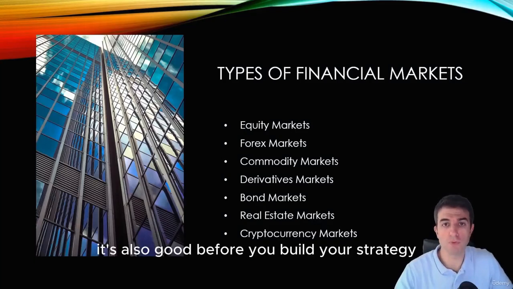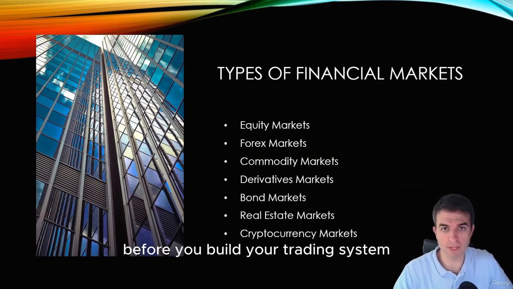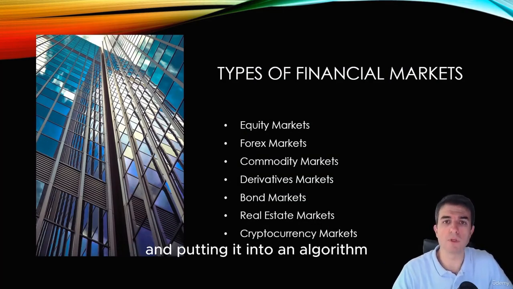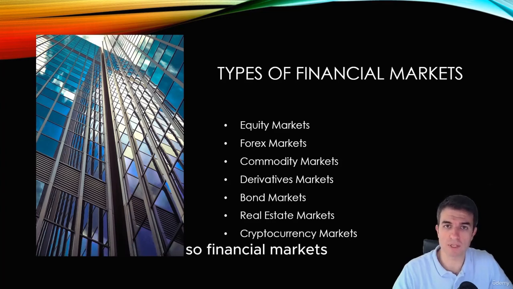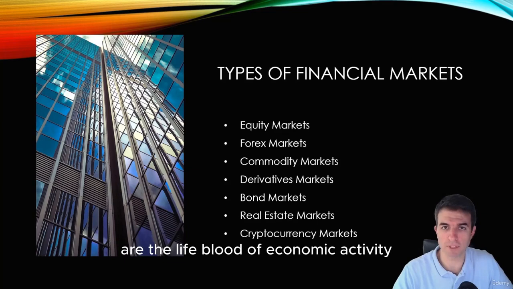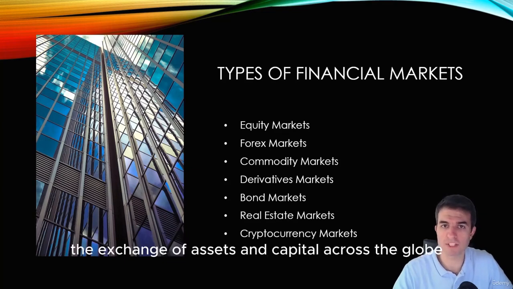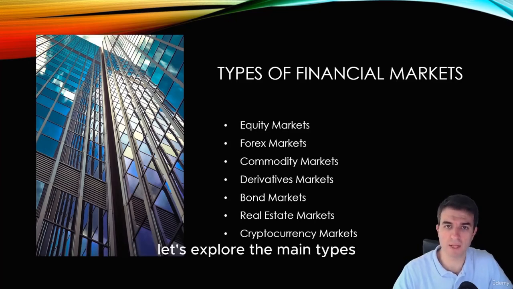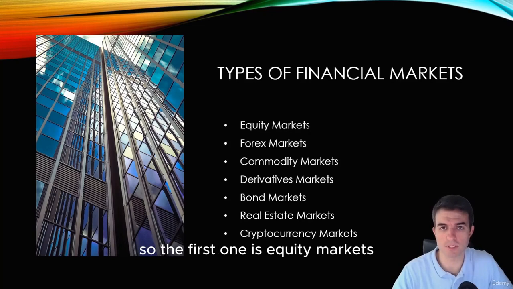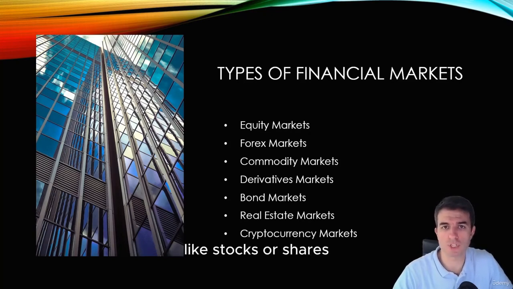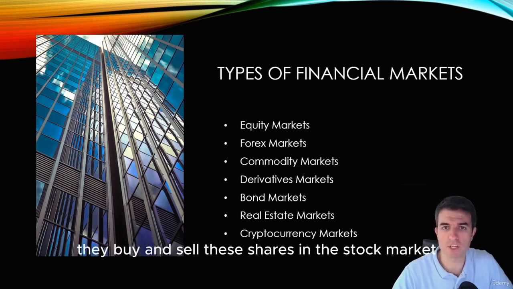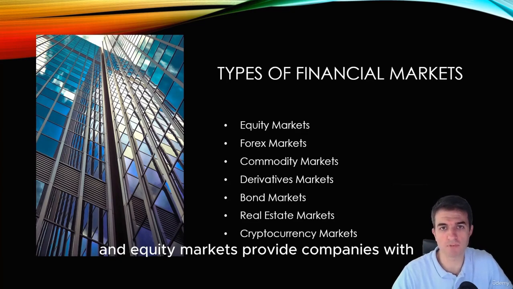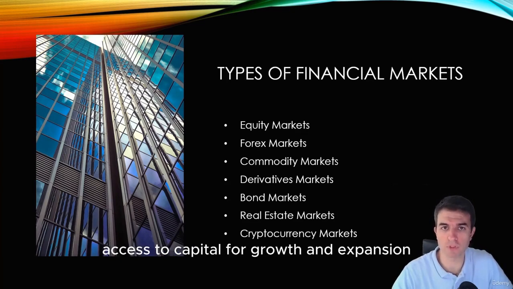It's also good, before you build your strategy, before you build your trading system and put it into an algorithm, to understand what types of financial markets we have. Financial markets are the lifeblood of economic activity. They facilitate the exchange of assets and capital across the globe. Let's explore the main types. The first one is equity markets. Equity markets, like stocks or shares, represent ownership in a company. Investors buy and sell these shares in the stock market, and equity markets provide companies with access to capital for growth and expansion.